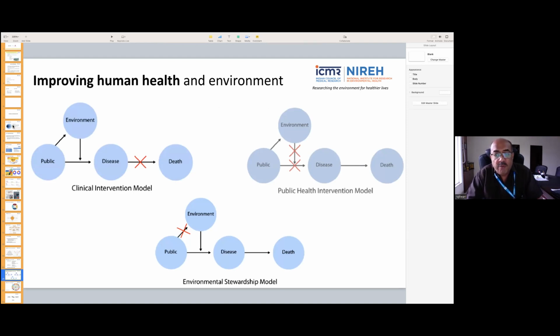thereby death. But what we exactly want, to safeguard human life, is the environmental stewardship model, where we want to protect the environment. So there is no question of disease and death. The Ujjwala scheme is one where we want to make the environment safe for the ladies who are cooking in the houses, particularly in the kacha houses in rural areas. These are some of the examples where we can act through this model and thereby make our environment safe.